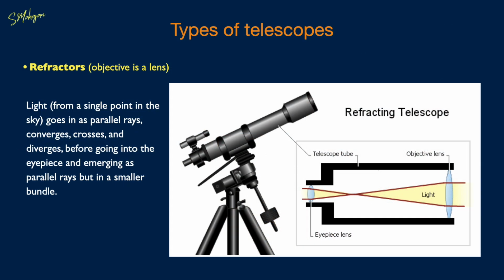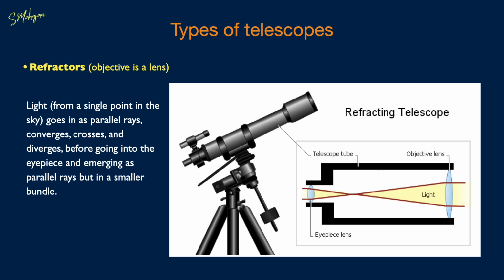Basically, there are two main types of telescopes depending upon whether the objective, that is the light collecting optical element, is a lens or mirror. If the objective is a lens, the telescope is known as a refracting telescope or just a refractor, an example of which is shown here.